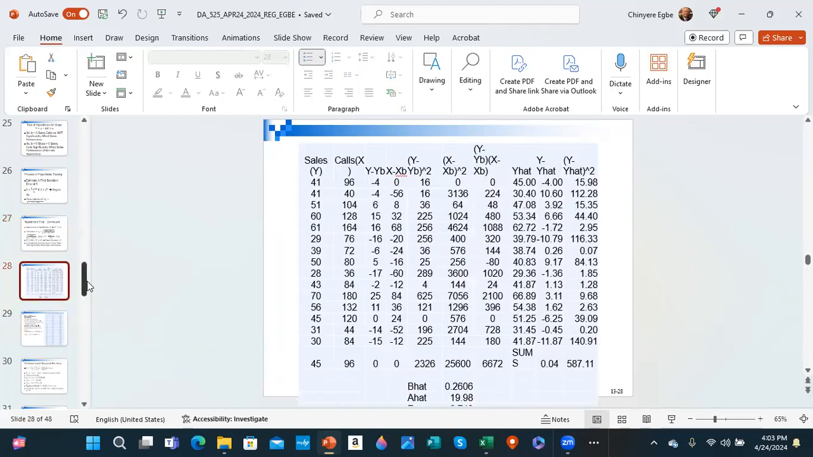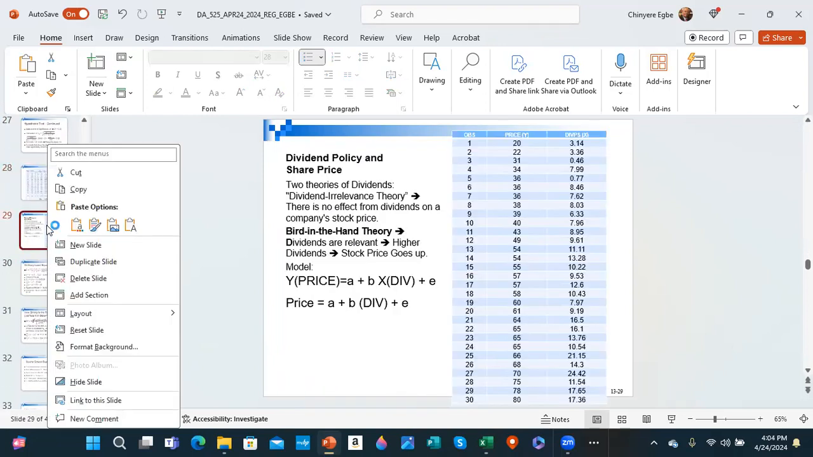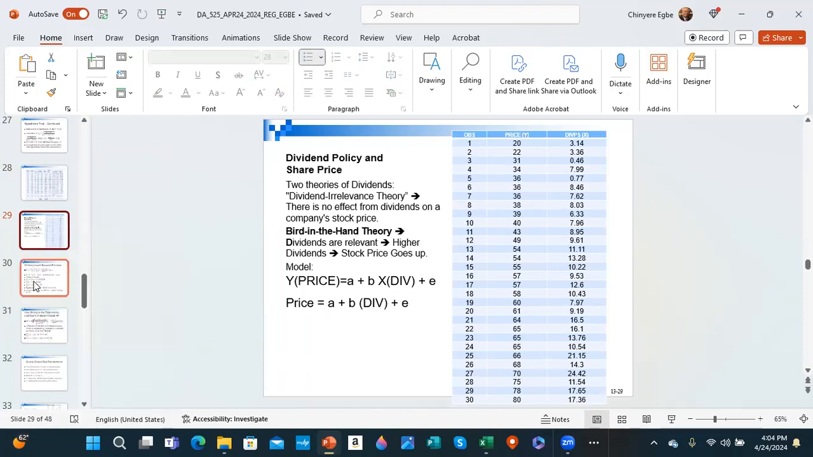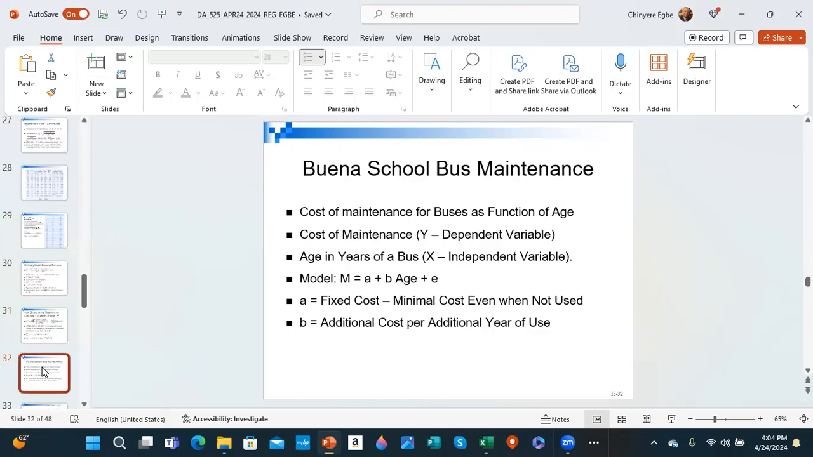I have other examples. For example, this is called the dividend policy model, which asks the question: if a company pays dividends, does it affect the price per share of the company? This is another example, and I'm going to post this for you to see and to practice on.